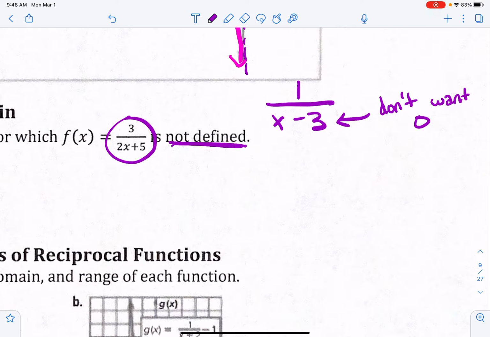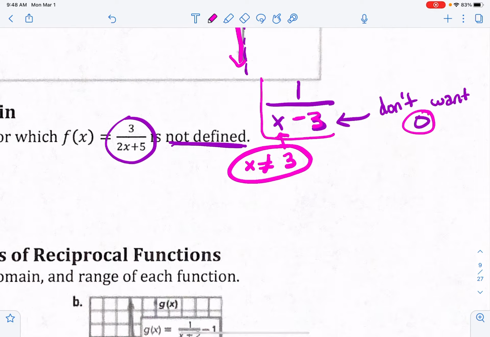Those you could basically do in your head, because you look at that and say, okay, if I were to plug positive 3 in there, then I would end up with 3 minus 3, and that would be 0, and I don't want that to happen. So in that case, we say x cannot be equal to 3. This is where x is undefined, or not defined, okay?